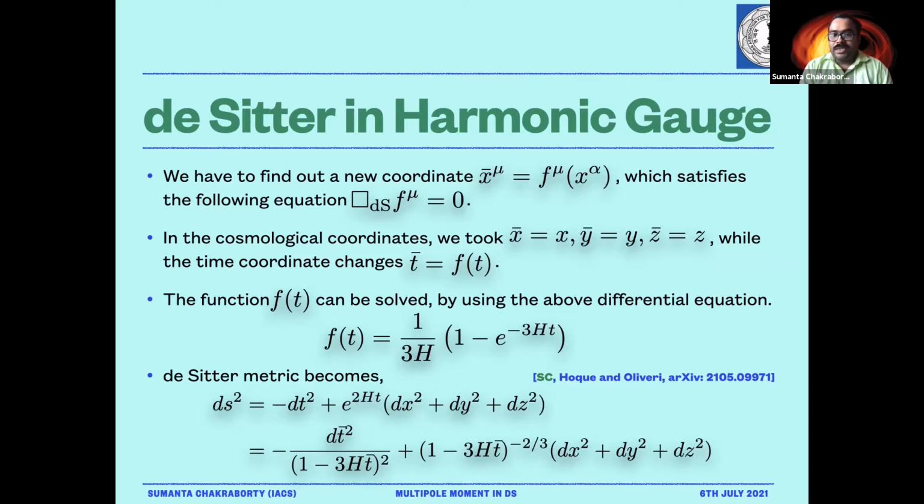Then the function f of t can be solved by using the differential equation which arises out of the box equation, and the solution I have just written. You can easily see that when h goes to 0, you can expand the exponential and you effectively get f of t to be equal to t, which is what you expect, because in flat space-time, t, x, y, z are harmonic coordinates. So, just for reference, I have given how the de Sitter metric looks in the t bar, x, y, z coordinate system and how it looks in the t, x, y, z coordinate system.